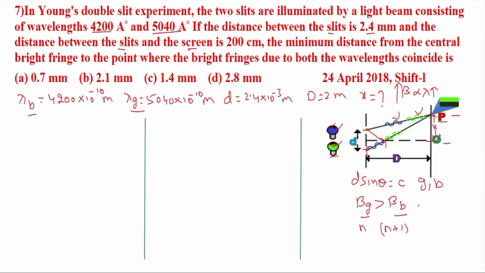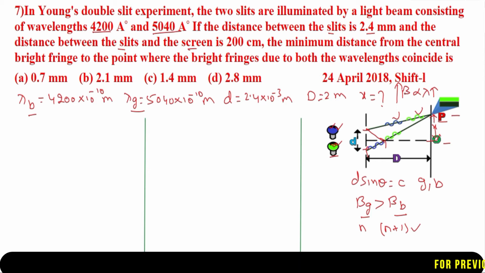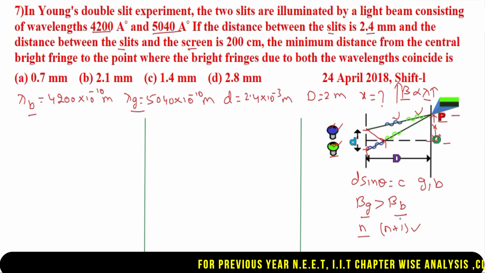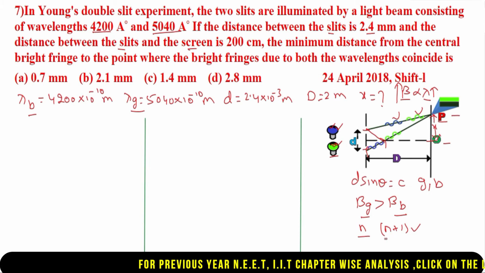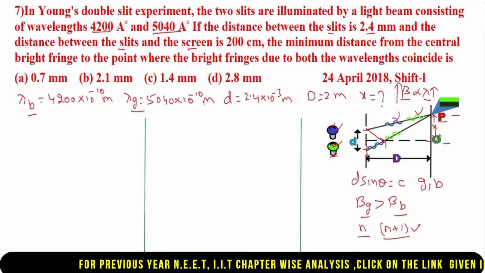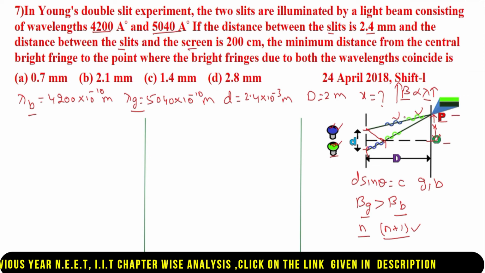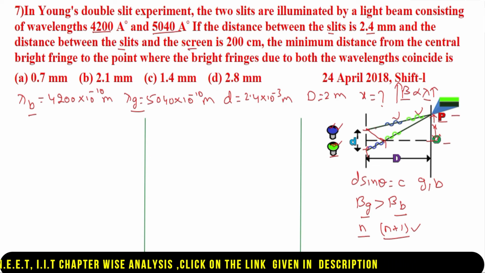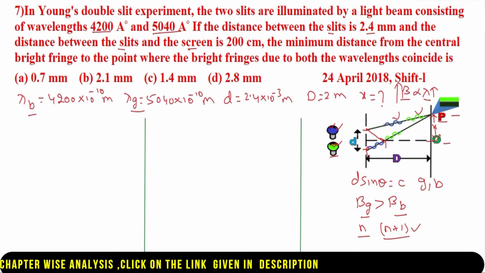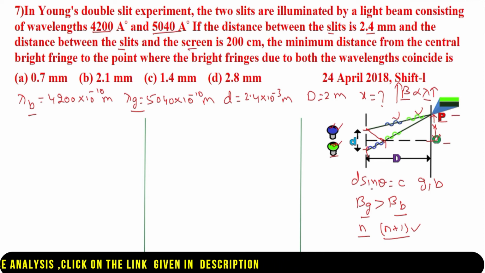Okay, so these two are important points to solve this sum. One is, since the fringe width depends upon wavelength, if you have n bright fringes of green from O to P, then for blue you will have n plus 1 bright fringes. The other point is, since air allows both waves to pass simultaneously along the same path, what will happen? The value of d sin theta will be constant.